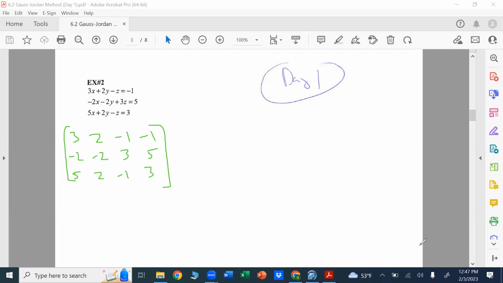So again, you want to get something like this. You want the end results to look like this: 1, 0, 0, 0, 1, 0, 0, 0, 1, and then some numbers in the last column. That's what you want, right? That's our goal. Okay. So let's work this out.